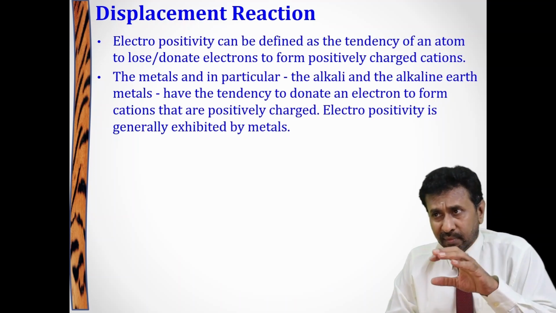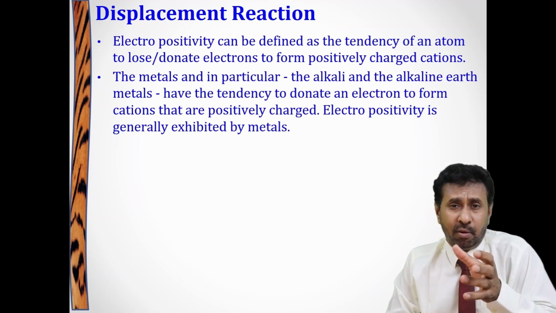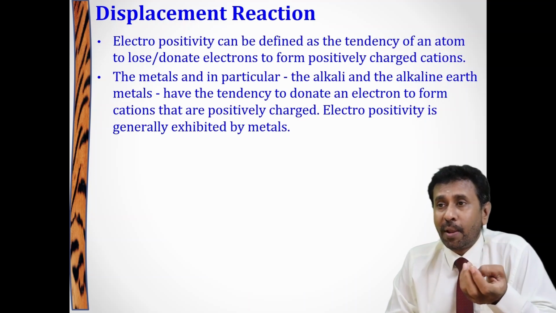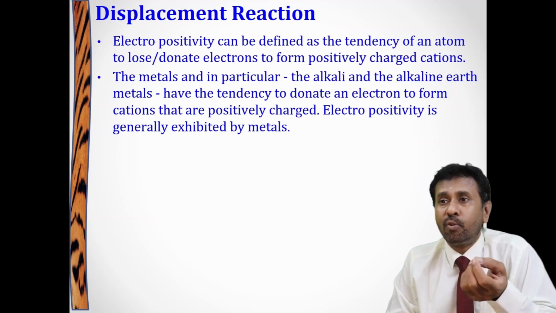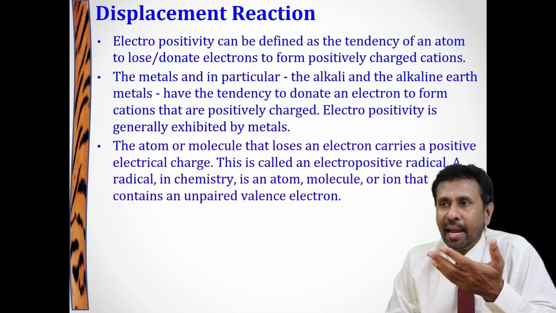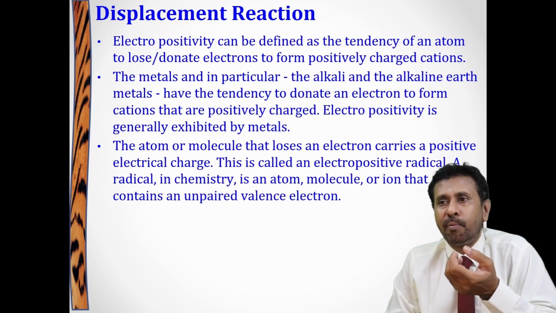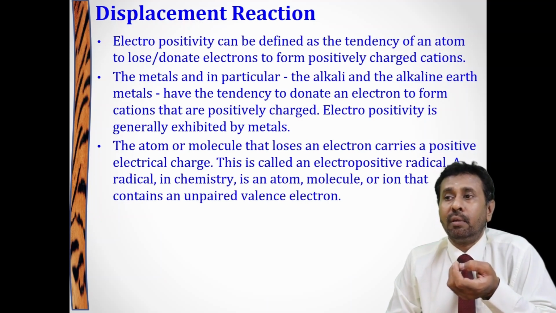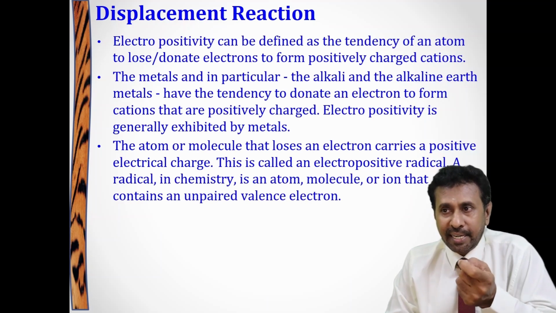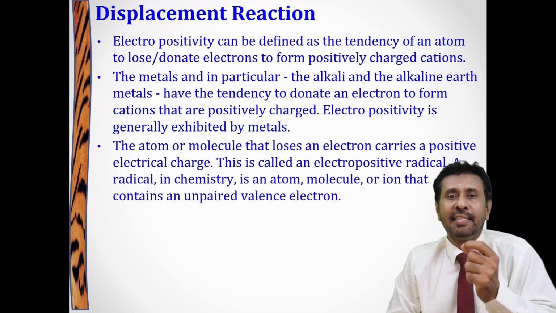So the metals in particular, the alkaline earth metals have the tendency to donate an electron to form cations that are positively charged. Electropositivity is generally exhibited by metals, and the atom or molecule that loses electron carries a positive electrical charge. This is called an electropositive radical. So what is an electropositive radical? A radical in chemistry is an atom, molecule or ion that contains an unpaired valence electron.